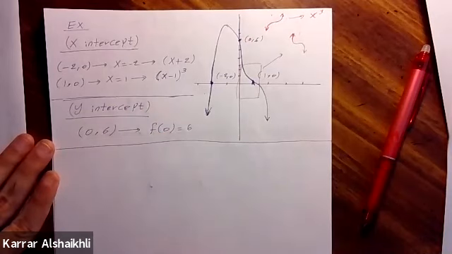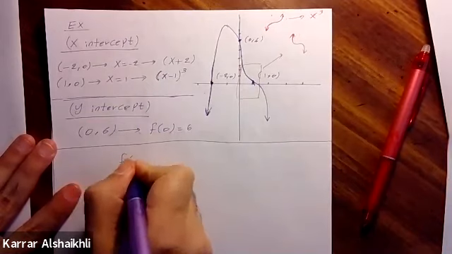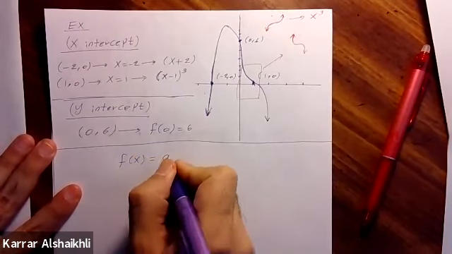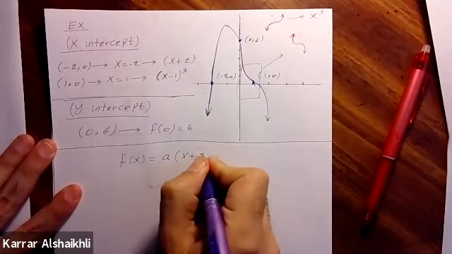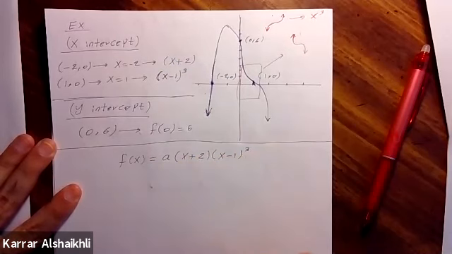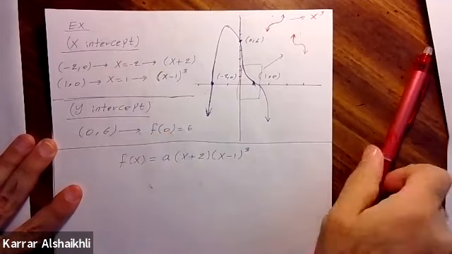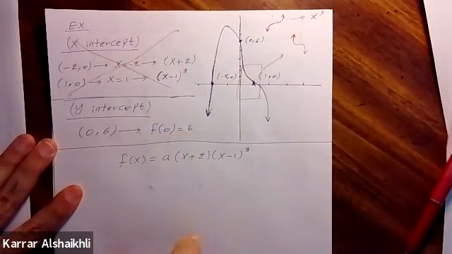Now we need to write the general equation for the polynomial function. f of x equals a. I'm going to write down these: x plus 2, x minus 1 cubed. Then after that, I'm going to use the y-intercept. That means I'm done with the x-intercept. I'm going to use the y-intercept here.